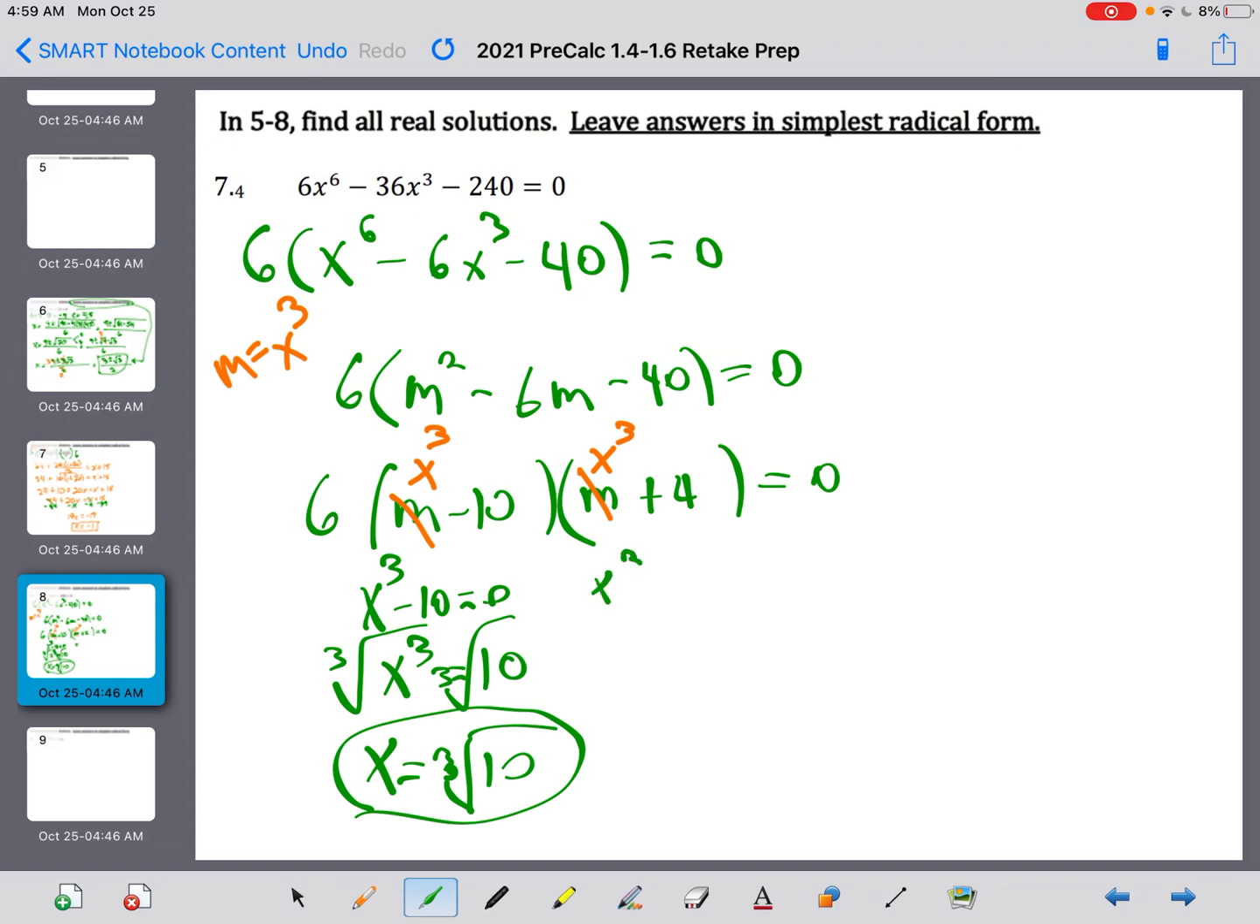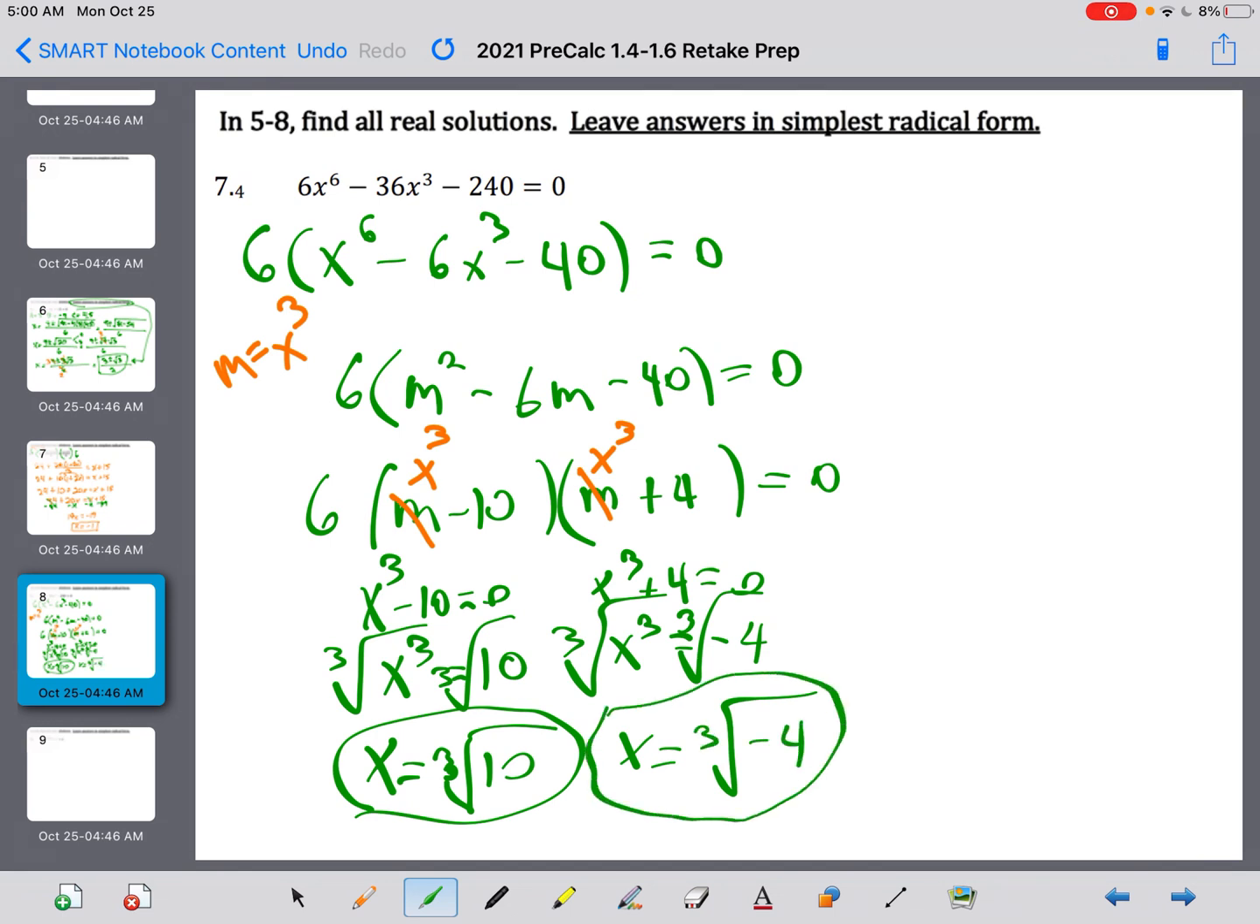Over here, the zero product property also applies. Subtract that 4. And we can take a cube root of a negative. That's perfectly fine. So this answer is x equals the cube root of negative 4. No plus or minus. That only goes with even rooting.